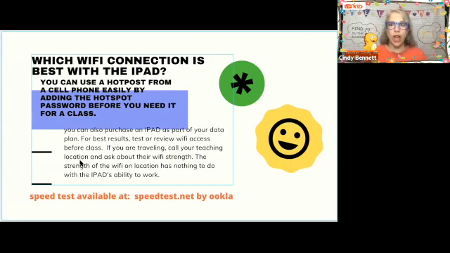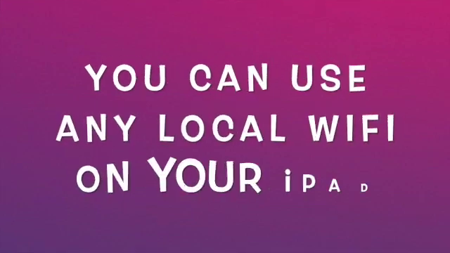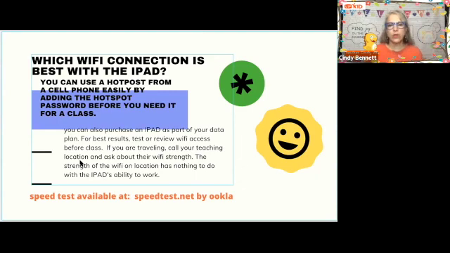So when I went out to Jamaica, I wanted to teach a class out there, but their Wi-Fi was not strong at all, and the hotspot didn't work very well there either. But I've traveled other places where the Wi-Fi is fine. You just make sure that you test that ahead of time. You can also find out your speed test on speedtest.net by Ookla. Just go to that website and they will show you how you can test your Wi-Fi speed there.